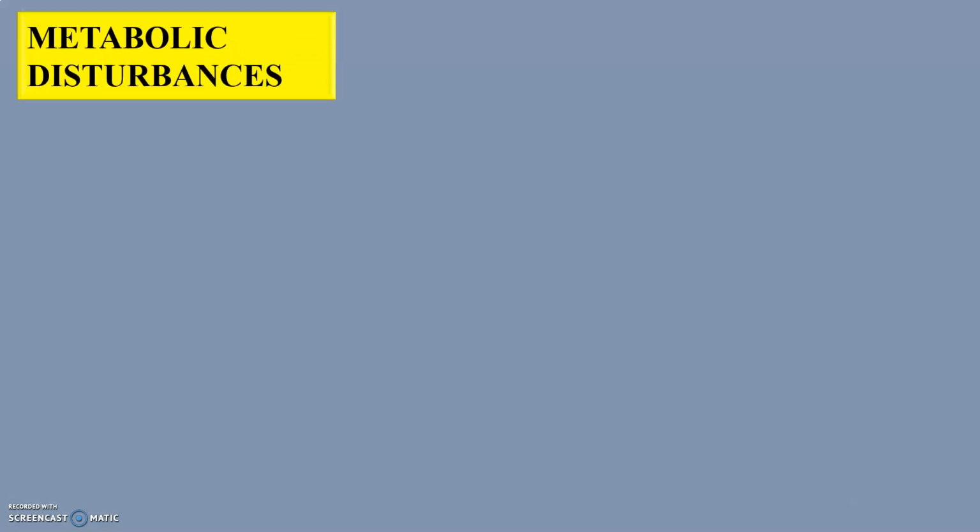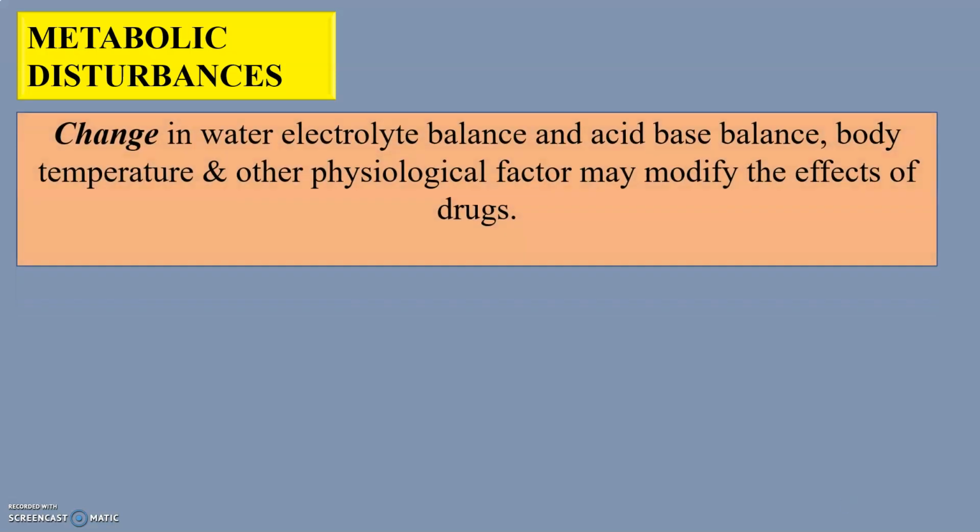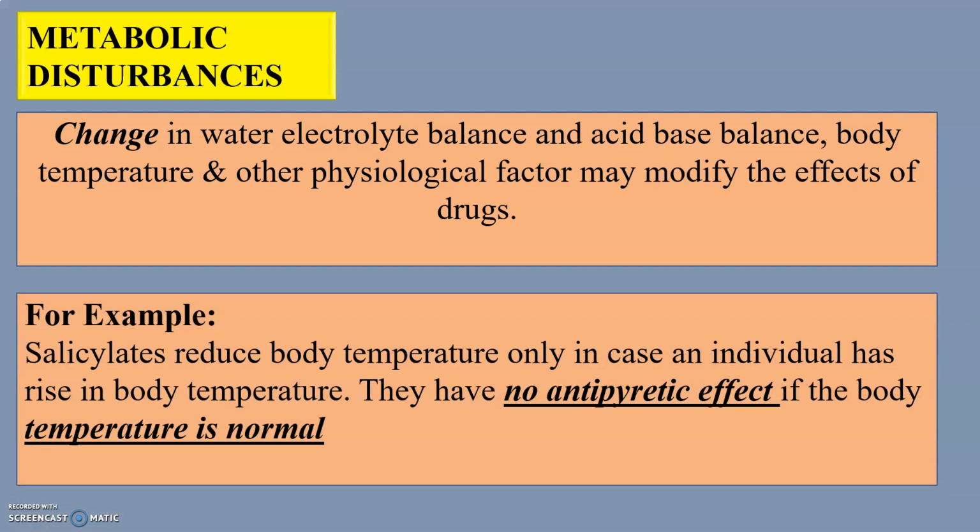Next factor influencing dose is metabolic disturbances. Change in water electrolyte balance and acid-base balance, body temperature, and other physiological factors may modify the effects of drugs. For example, salicylates reduce body temperature only in case an individual has rise in body temperature. They have no antipyretic effect if the body temperature is normal.